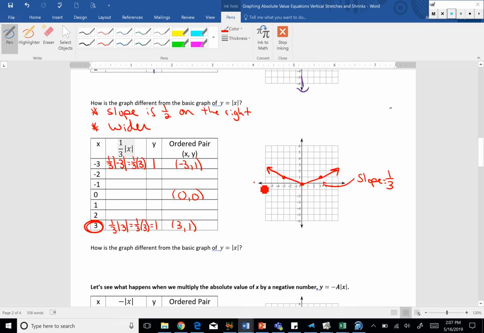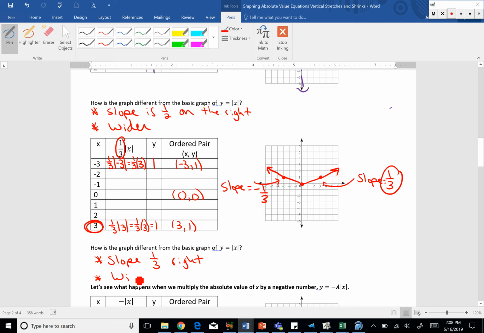This side is just the opposite sign of that. Not the opposite, just the opposite sign. The slope on the left will just be -1/3. I talk about the slope on the right because the slope of 1/3 on the right matches the number we multiply by. So slope 1/3 on the right.